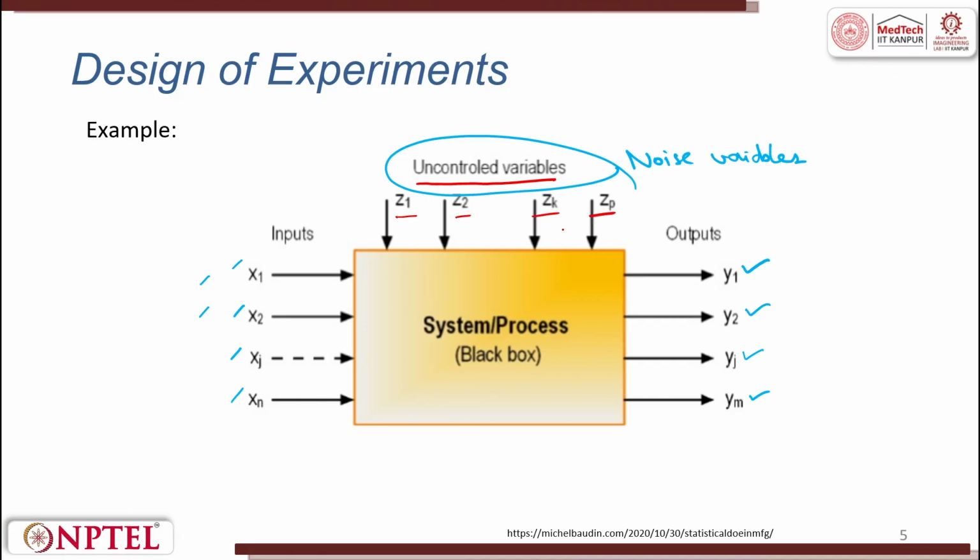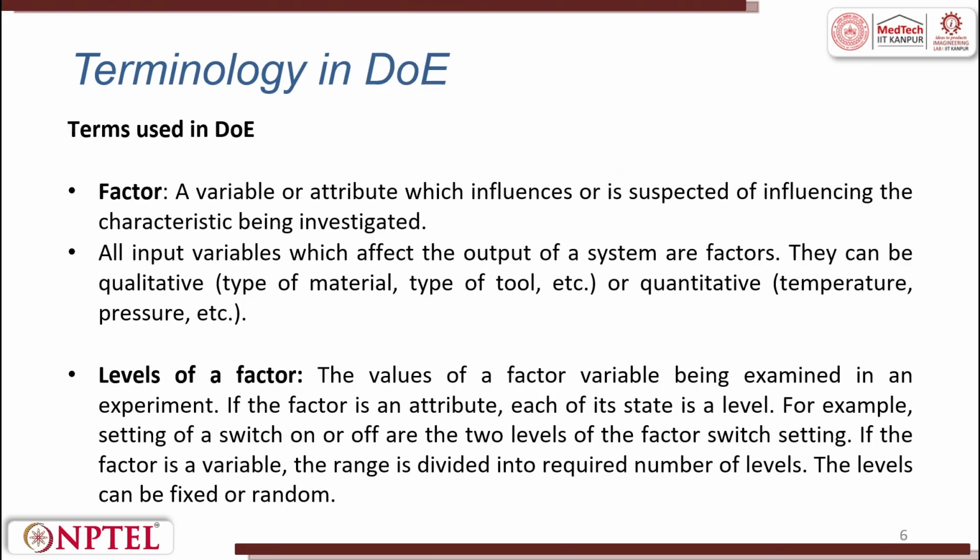So, this is how design of experiment is to be conducted and we try to have the overall output. Now, let me talk about the terms used in design of experiment. Factor is a variable or attribute which influences or is suspected to influence the characteristic being investigated. All input variables that affect the output of a system are factors. They can be qualitative, that is type of material, type of tool, or quantitative, that is temperature, pressure, etc.